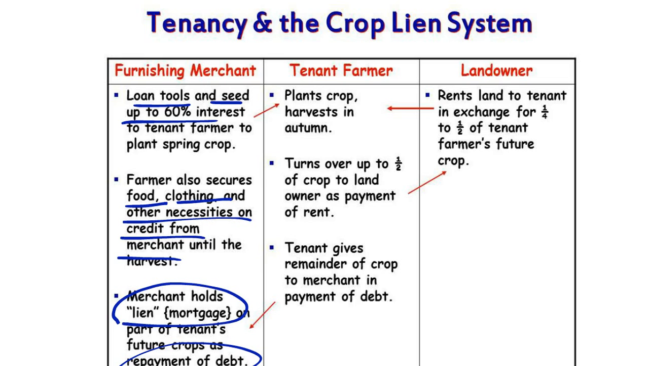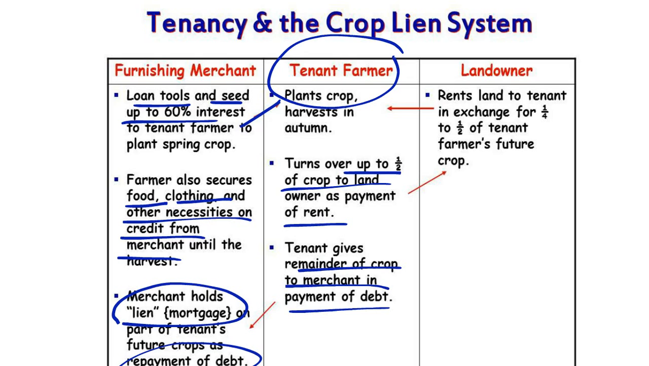So now the tenant farmer, after doing that, plants their crops and harvests them in autumn. They turn over up to 1/2 of the crop to the landowner as payment or rent for the land. And the tenant gives the remainder of the crop to the merchant in payment of the debt. So basically, the issue is that the tenant farmers, the newly freed men, end up with very, very little, if any, profit. A lot of times they ended up continuing to be in debt.